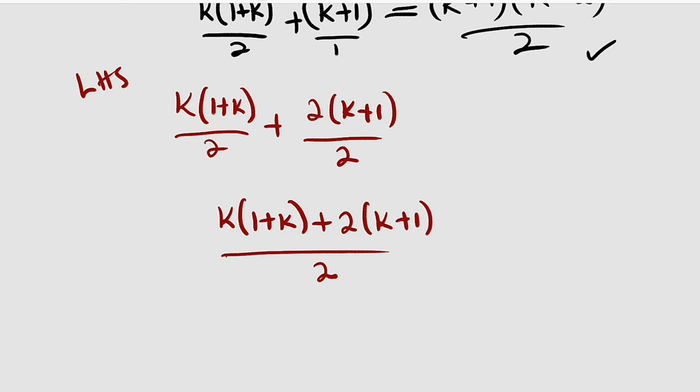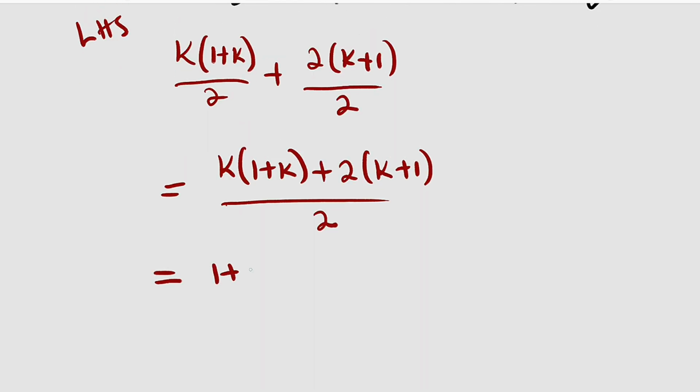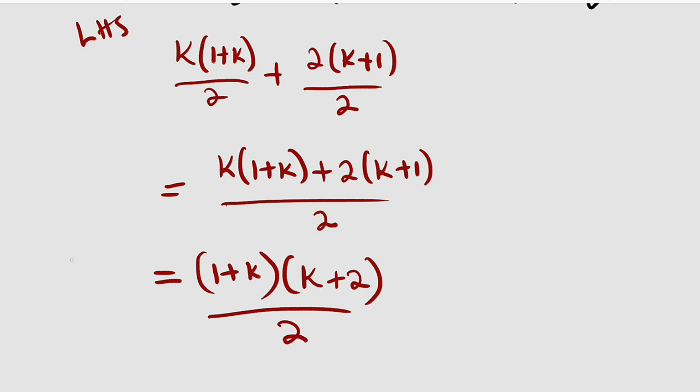We take a common denominator. This can be factorized because you can see k plus 1 in common between the two terms. So we factorize it as 1 plus k. If we factor 1 plus k outside, then inside, from the first term, since this is gone, we have only k left. From the second term, 1 plus k is gone, we have 2 left, right? The whole of this divided by 2. Remember, this is the left hand side.